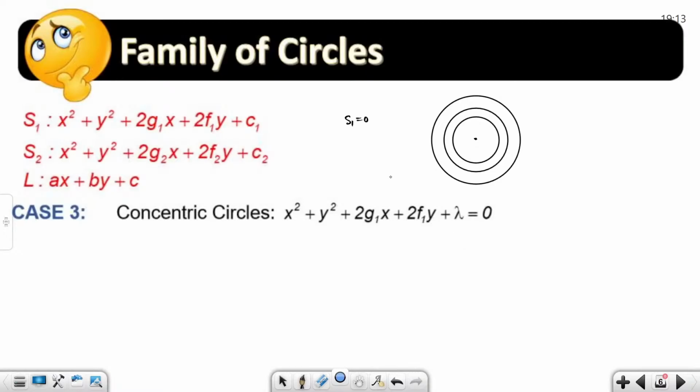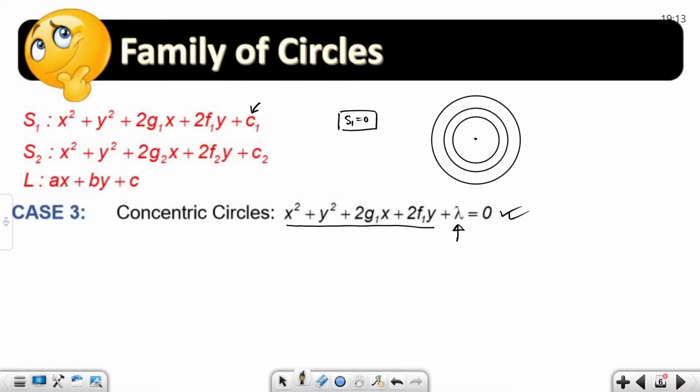So in this case, for S1 equals to 0, the equation for all the concentric circles will be nothing but the same equation, you see. Only thing is that I have changed the constant term. Here it was C1 and I have replaced C1 by lambda. So this equation is going to represent the family of circles which are concentric to the circle S1 equals to 0. Right? So till now, what we have learned about the family of circles, we have learned three cases.